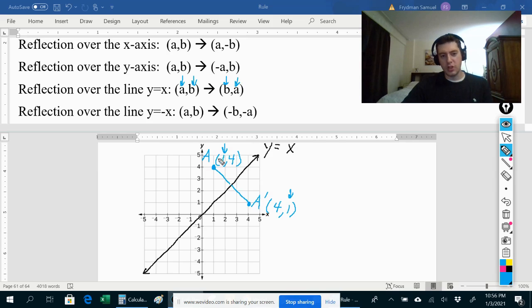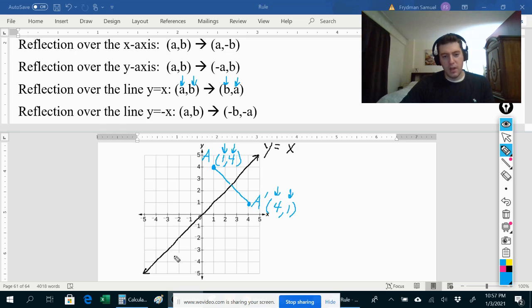So here, originally, the y-coordinate was 4. In the image, the x-coordinate was 4. Okay, so it went from (1, 4) to (4, 1). And again, just the fact that I didn't write any negative signs here doesn't necessarily mean that it doesn't work if you have a negative number there.